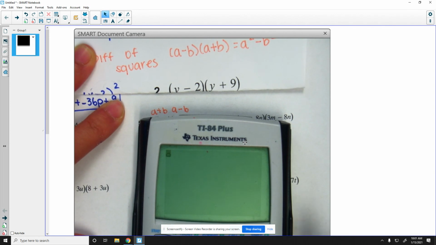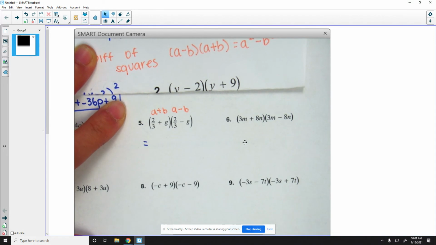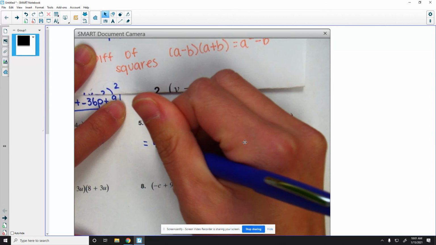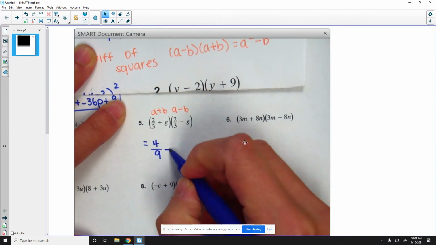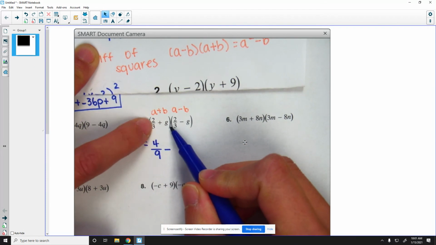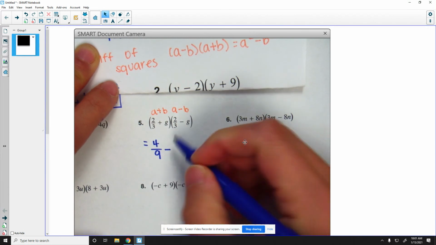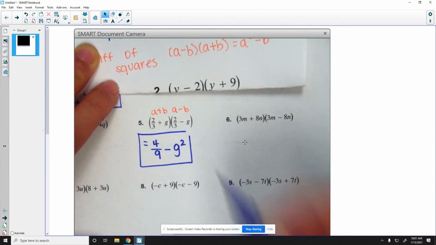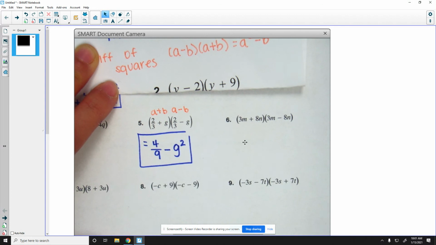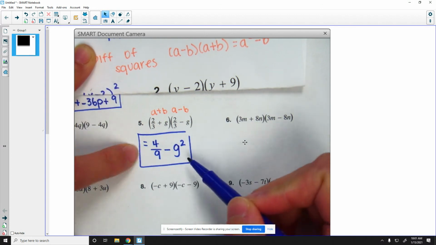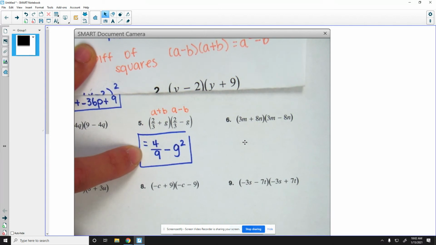So 2/3 squared is 4/9. Okay, so my answer is 4/9 minus B squared. What is B? G. So G squared is just G squared. That's my answer. If that doesn't make sense to you, you could have FOILed it and you would still get this answer. So it's your choice.